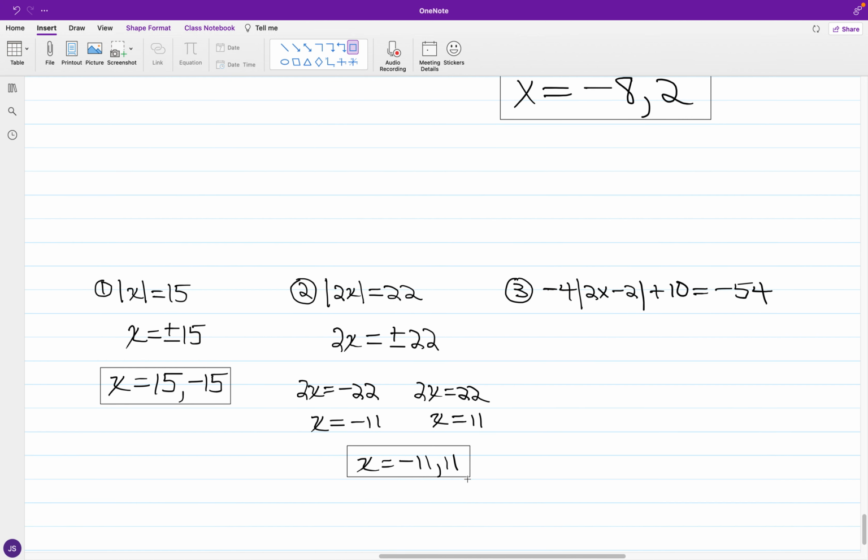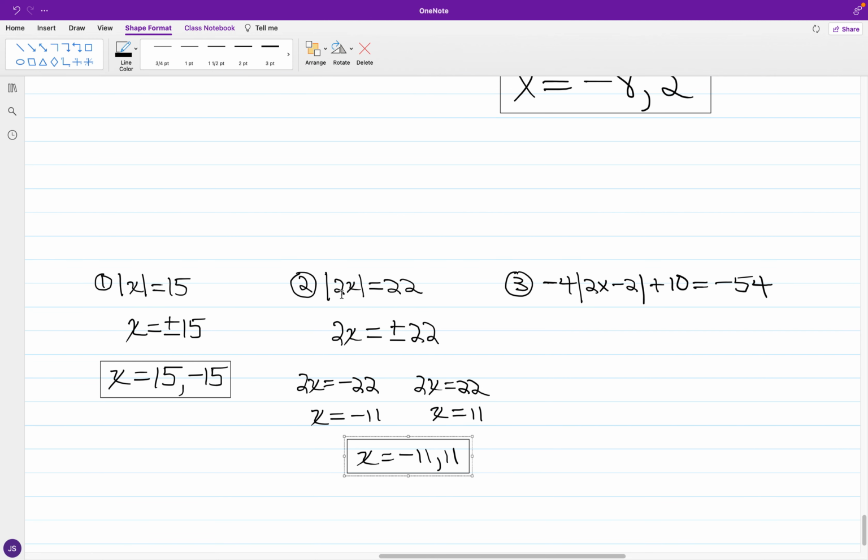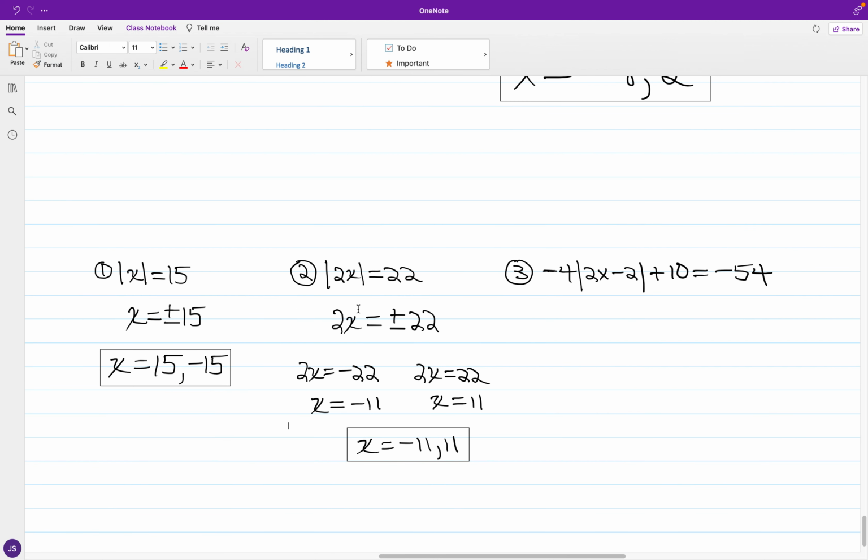In a sense, you can go back and check. 2 times negative 11 is negative 22, and the absolute value of negative 22 is 22. 2 times 11 is 22, absolute value still 22.